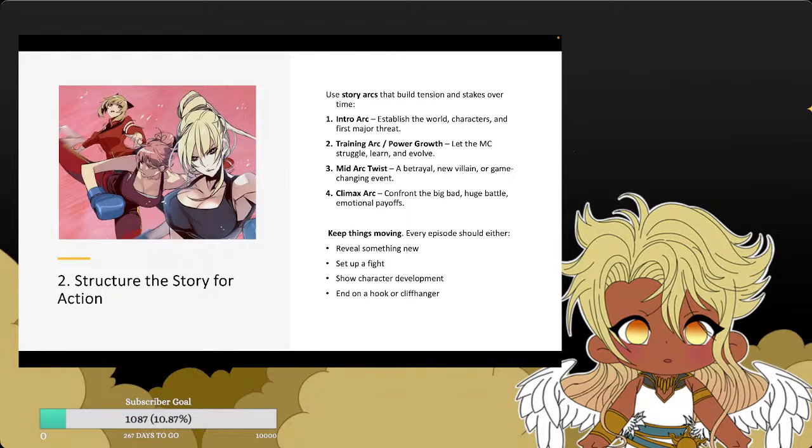Then you want to make sure that within these episodes, you're setting up for the fight. If a fight is not happening, you're setting up for it. This could be a fight way down the line. This could be an immediate fight, but you're creating tension between these characters.